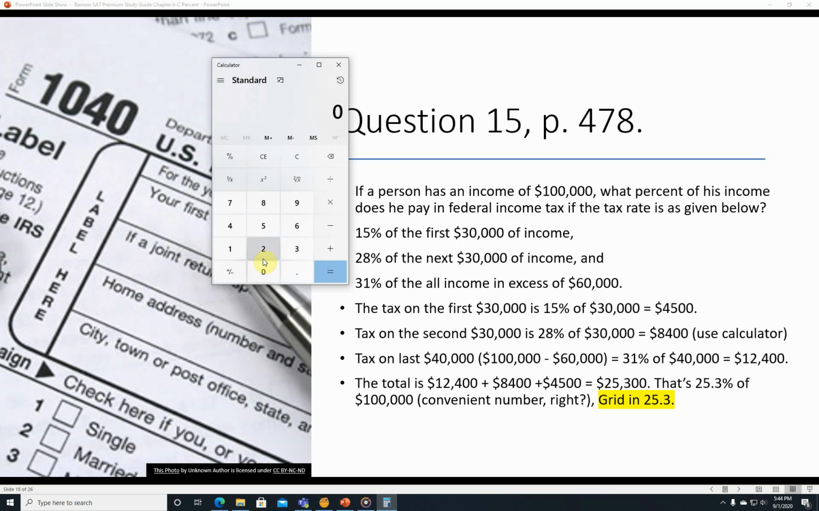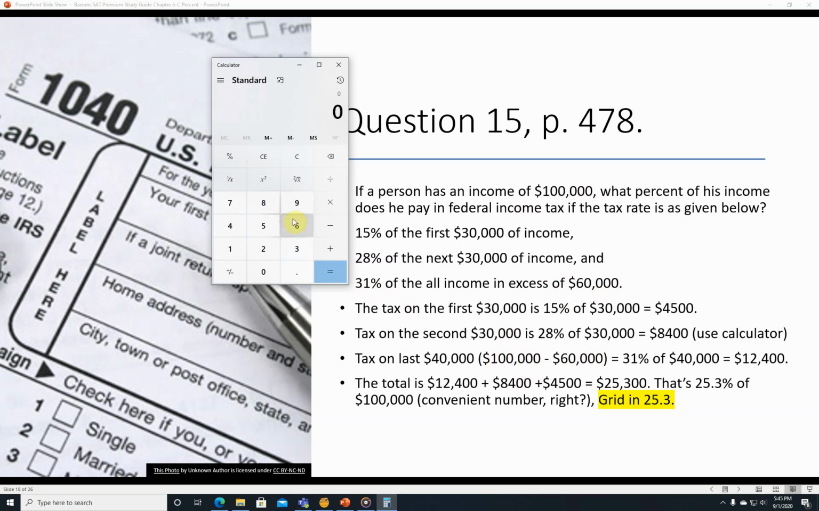Okay, 28% of $30,000. Let's just use the calculator. So you're just going to go $30,000 times 28%. Boom. So that's $8,400. Okay, so then what we have next is $40,000 that we have left over because these first two $30,000 increments only cover 60,000, 100,000 minus 60,000 is 40,000. So that's 31% of $40,000.